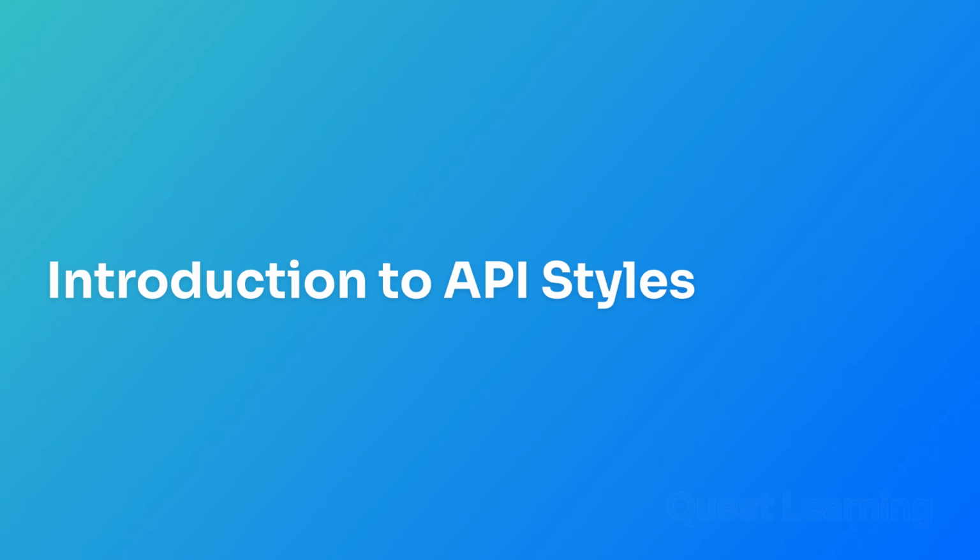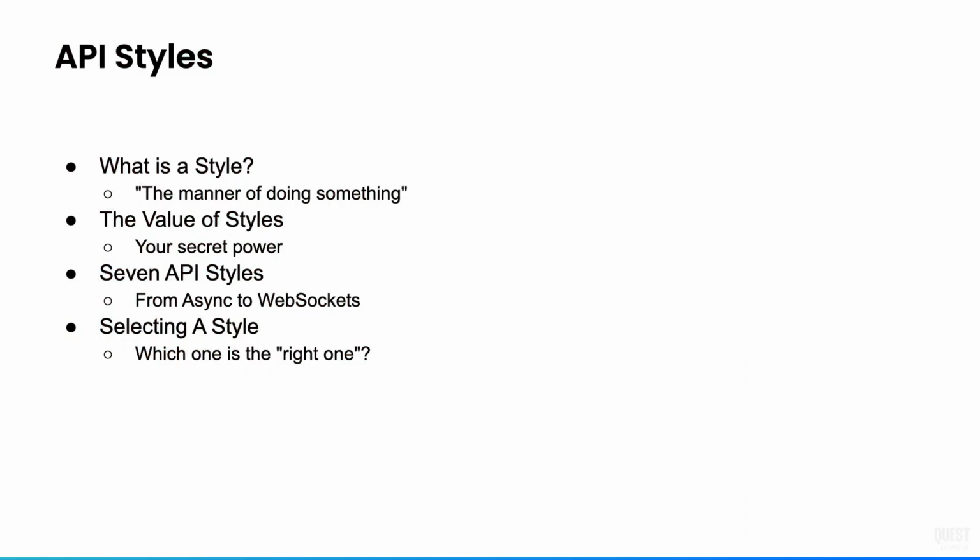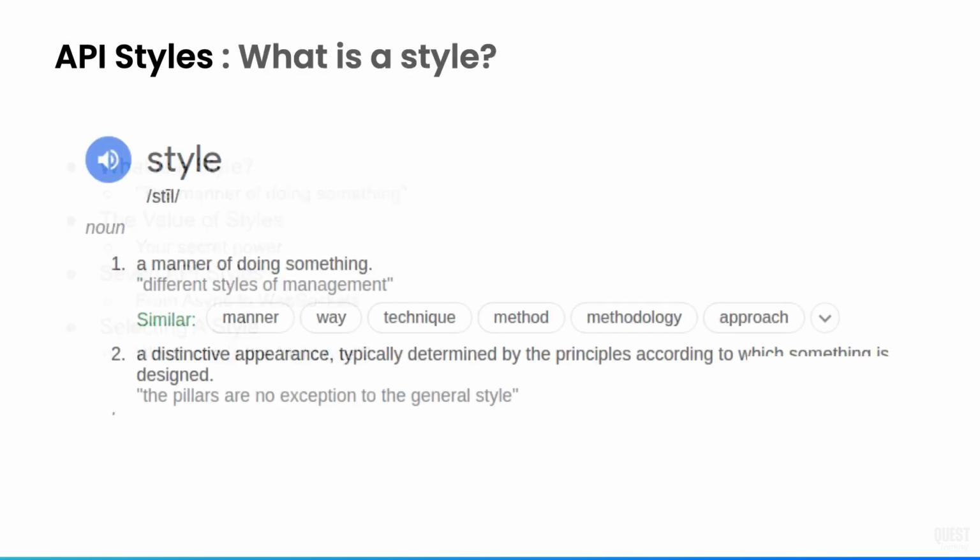All right, now in this module, we're going to focus on API styles. API styles are important because they indicate the design and the implementation details of your API. So we'll dive right in. What is a style? The values of styles. Why is it important? We'll actually briefly look at 7 different API styles that we'll dig into later. And then we'll review by just talking about how you select the style. How do you know you've got a good fit?